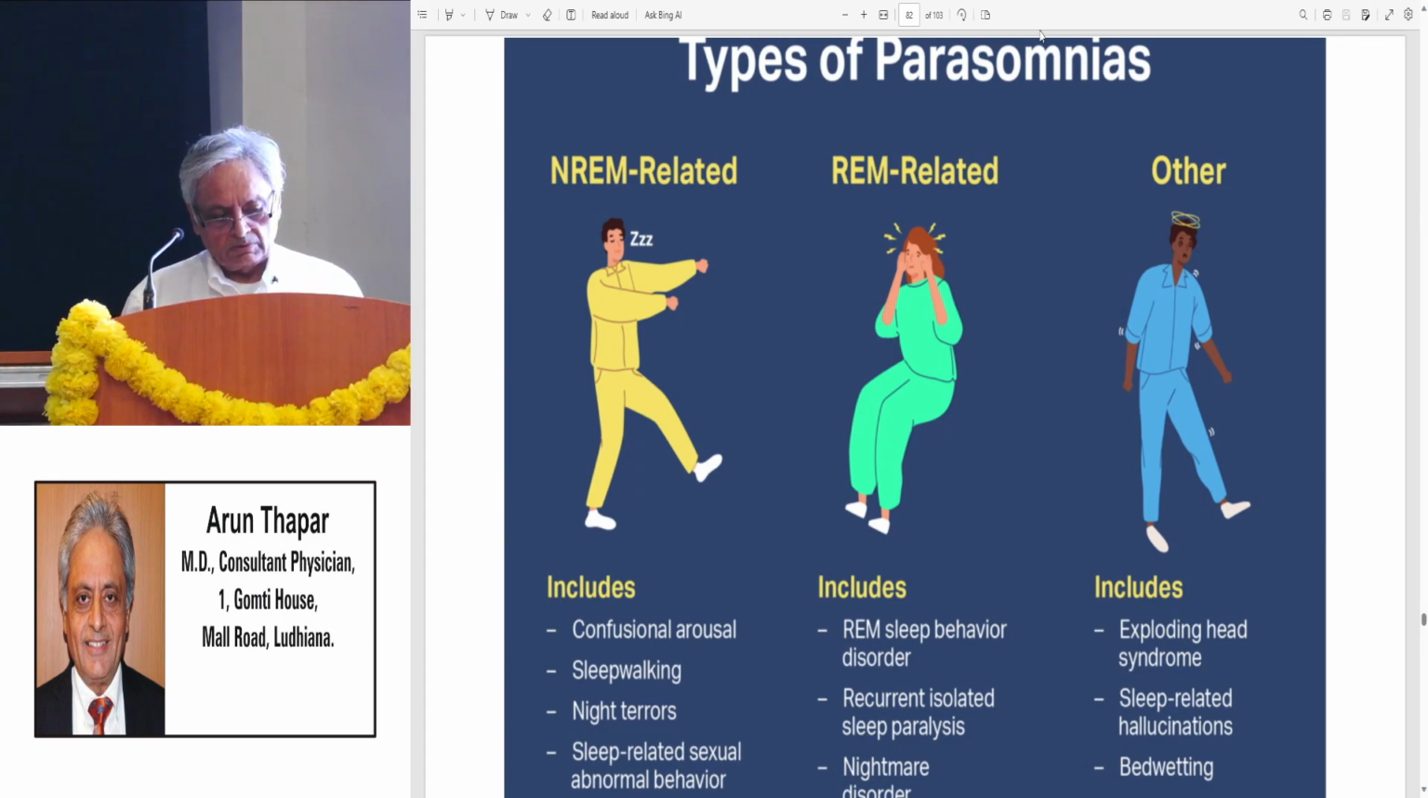Now, to show over here, NREM related parasomnias include confusional arousals, sleepwalking, night terrors, and sleep related sexual behavior. REM related parasomnias include REM sleep behavior disorder, recurrent isolated sleep paralysis, and nightmare disorder.